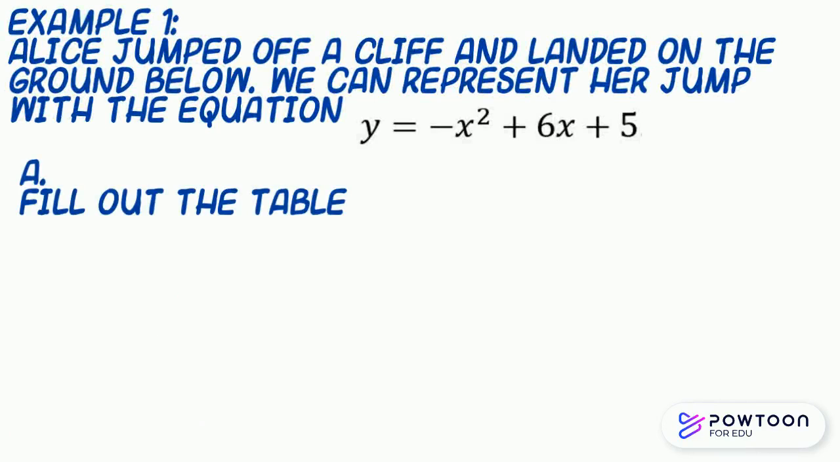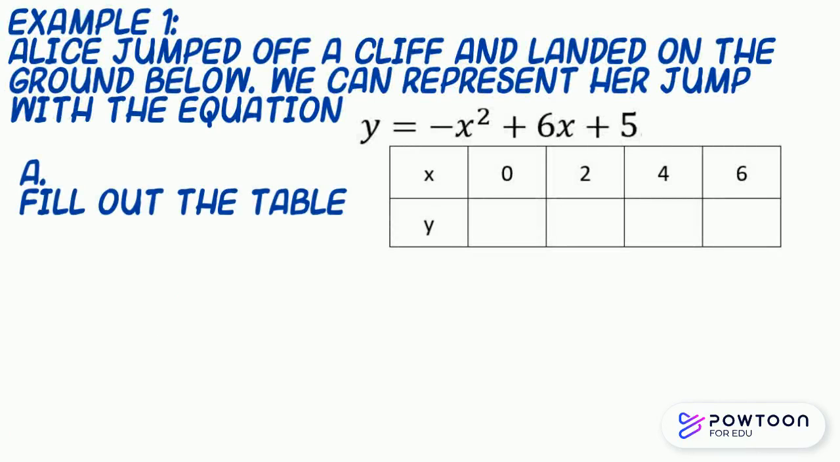In example 1, we've got Alice jumped off a cliff and landed on the ground below. We can represent her jump with the equation y equals negative x squared plus 6x plus 5. Part A is just having us fill out the table for the x values of 0, 2, 4, and 6. So again, we're just going to substitute those x values in.